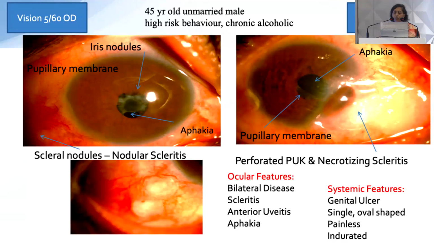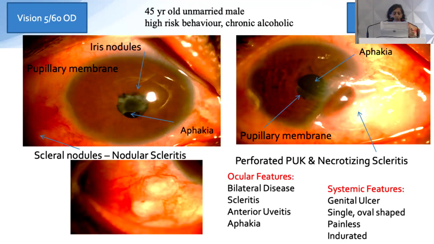This patient was 45 years old. He had come with bilateral involvement. His vision was 5/60 in one eye and just hand movements close to face in the other. On questioning, there was a history of high risk behavior and he was a chronic alcoholic. This is what his eyes looked like. They had iris nodules, pupillary membrane, evidence of healed uveitis, and he was aphakic. And in the left eye, you could see the associated scleritis and a PUK which has perforated.